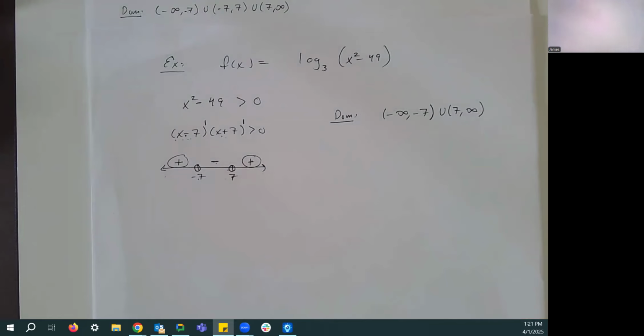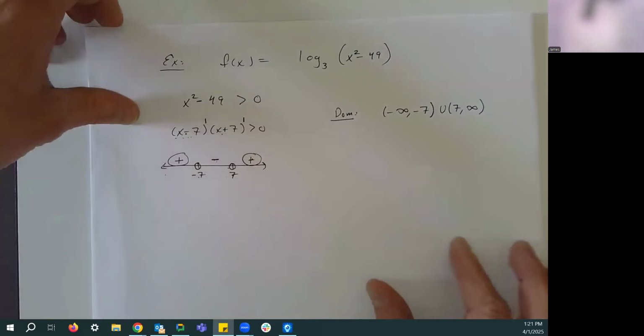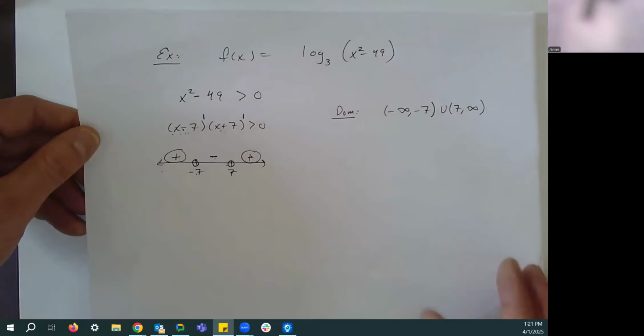I think domain is pretty important. It's good to be able to know where a function is defined. When's probably not the right word to use there. Let's look at one more example here.